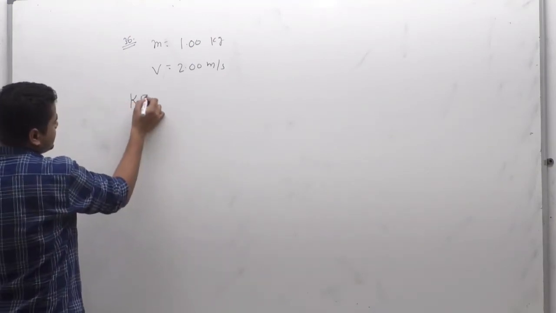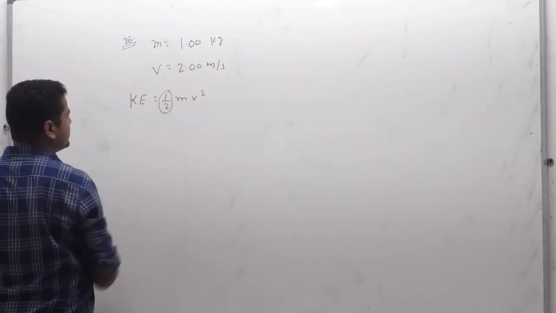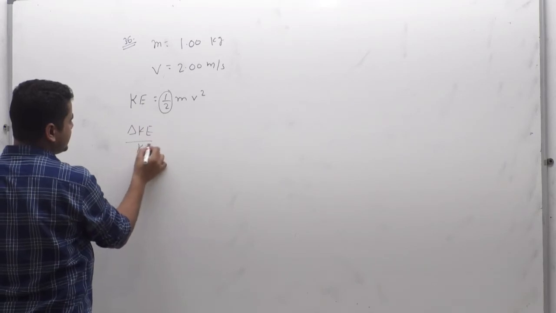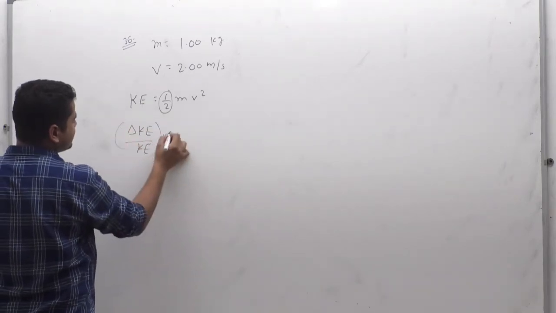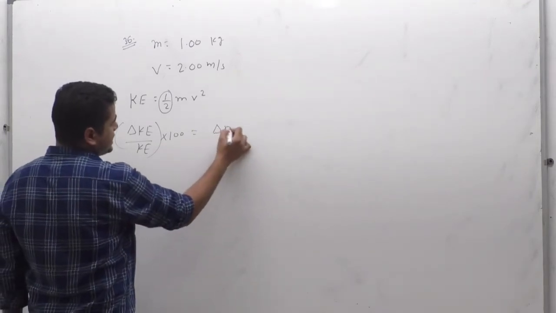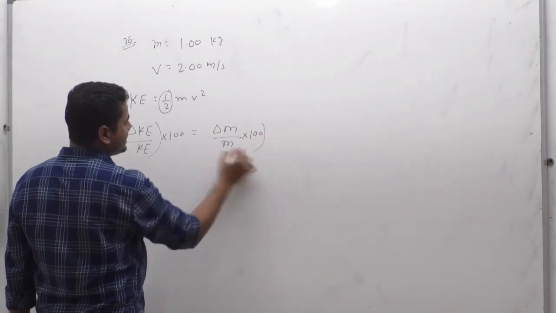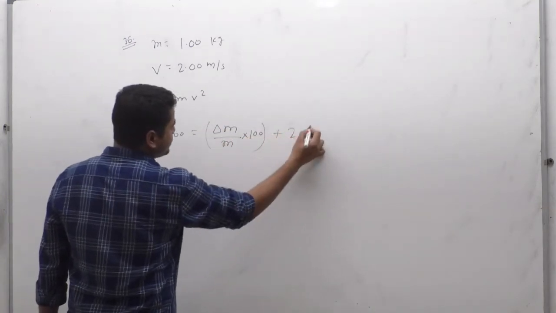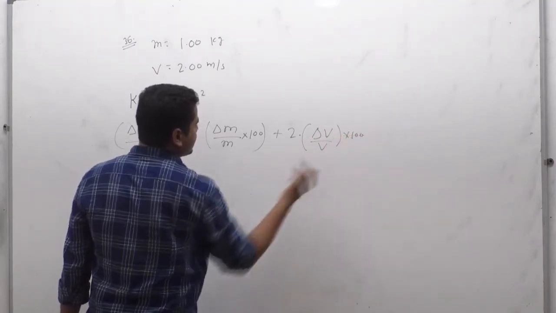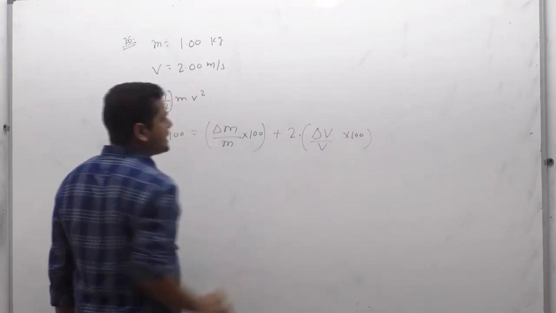So kinetic energy equals half mv square. The half is constant, no error. So the maximum error, delta KE upon KE, is the relative error. They have asked for percentage, so multiply by 100: equal to the relative error in mass, delta m upon m into 100, plus 2 into delta v upon v into 100. So this is the expression of error in kinetic energy.